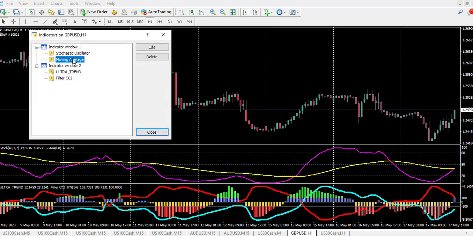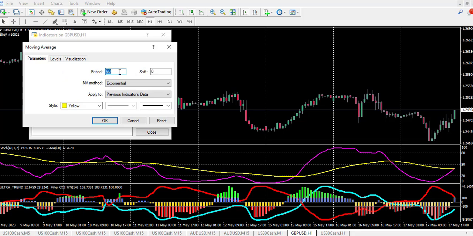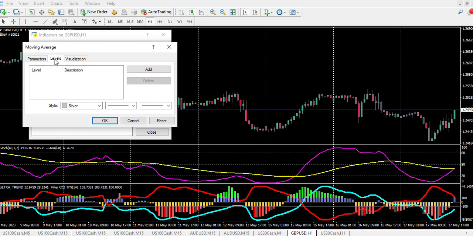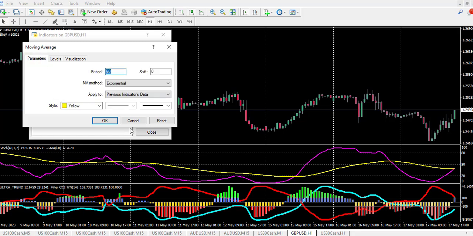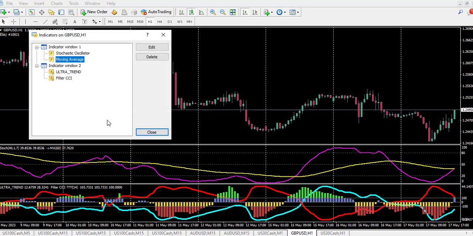And the second indicator there is moving average 60, the yellow color. MA method is exponential and apply to previous indicator's data. Just select it here, but in case you do not want to go through that stress, just check my video description. You are going to see a link to download both the indicator and the template, so that you have the same setup like mine, and your chart will look exactly like mine.